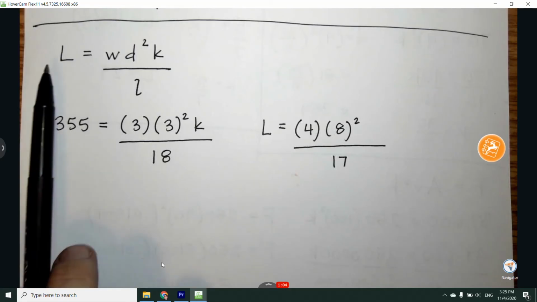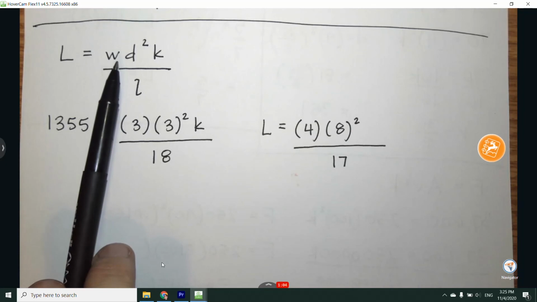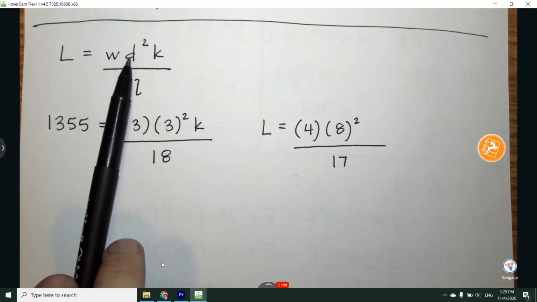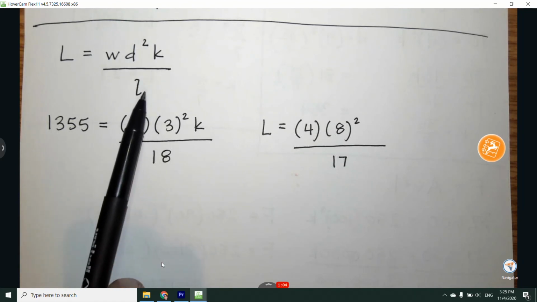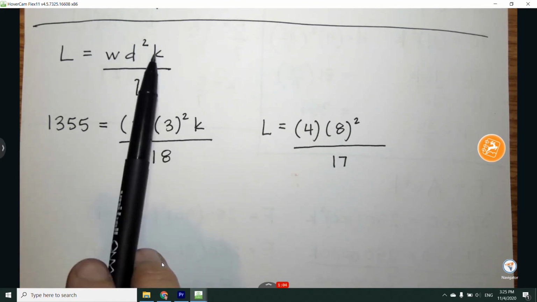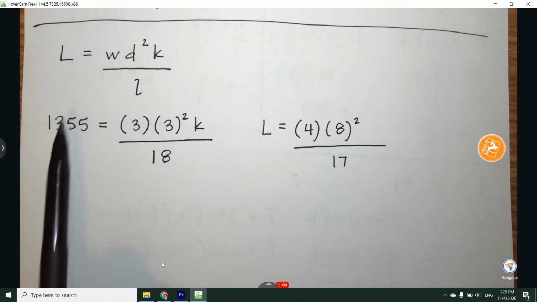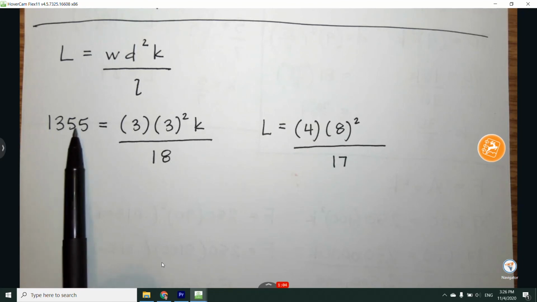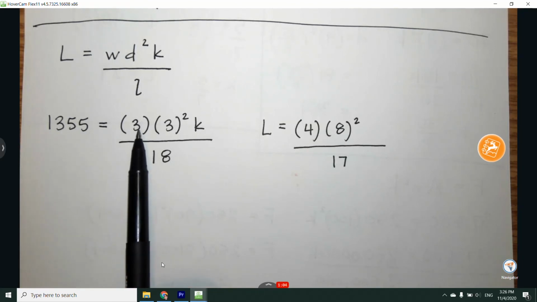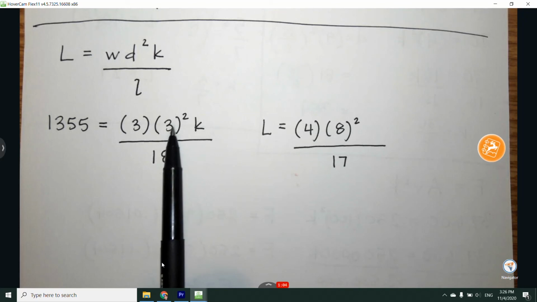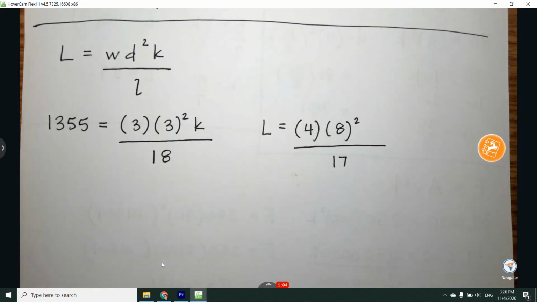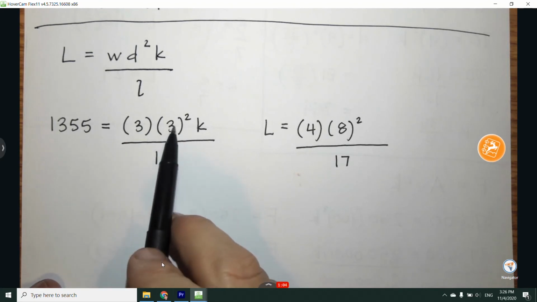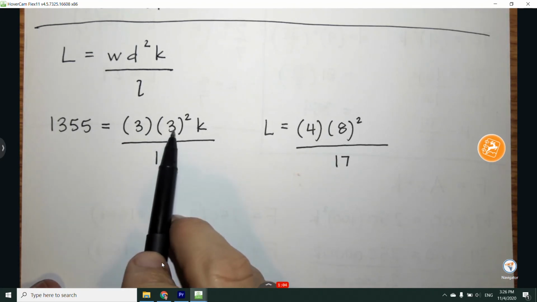It says that our load varies jointly as the width, the depth squared, and inversely as our length. Okay, and then we plug in our constant here. So our load is always, that's pounds as well, so that 1,355 pounds, that's there, 3 inches wide, the depth of 3 inches, and then our length is 18. So we're going to go ahead and multiply these out. This is basically just 3 times another 3 times another 3.